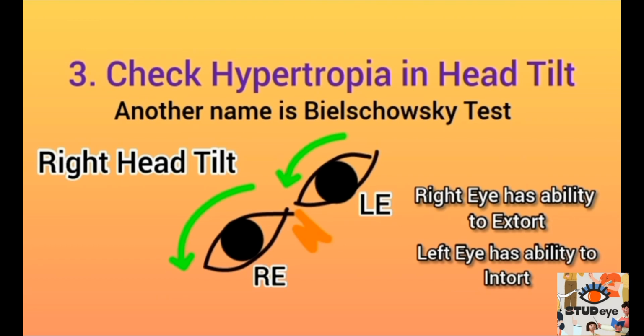This is the other name of the Bielschowsky head tilt test, and in this we ask the patient to tilt the head slightly toward the right side and toward the left side. So you should know that when the patient tilts his head toward the right side, in the right head tilt, the right eye has the ability to extort. Extort means to turn the 12 o'clock cornea outside, and the left eye has the ability to intort, right? Intort means that it has the ability to turn the 12 o'clock cornea towards the nose.